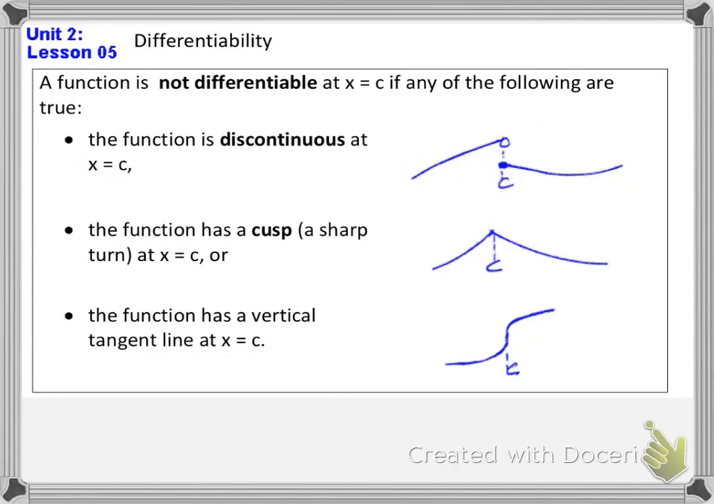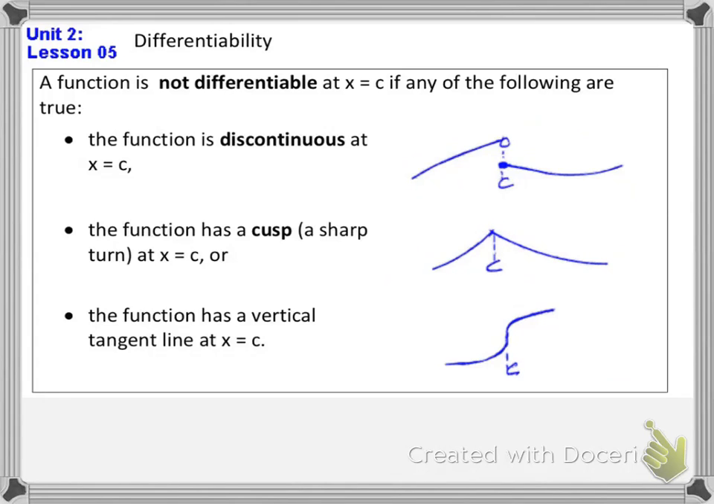Alright, now let's take a look at the next one. This function has a cusp, a sharp turn at x equals c. So look at the cusp there, at c. Look at how it curves up right there. It's sharp. Well, this function is also said not to be differentiable at that position.